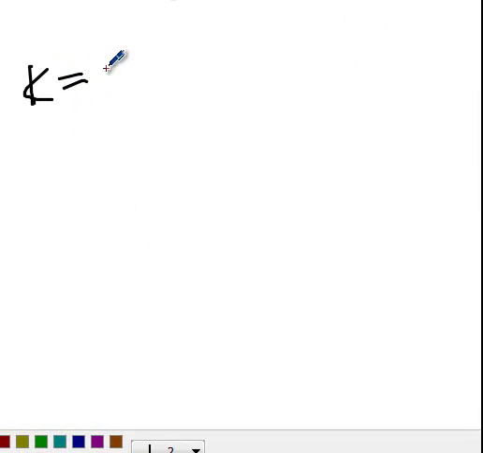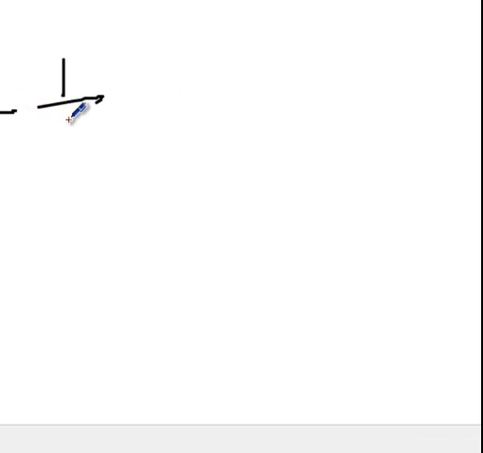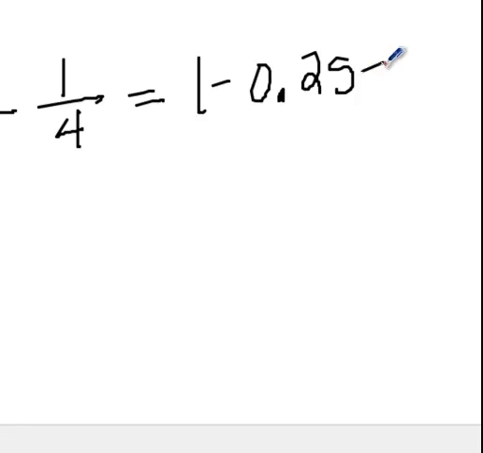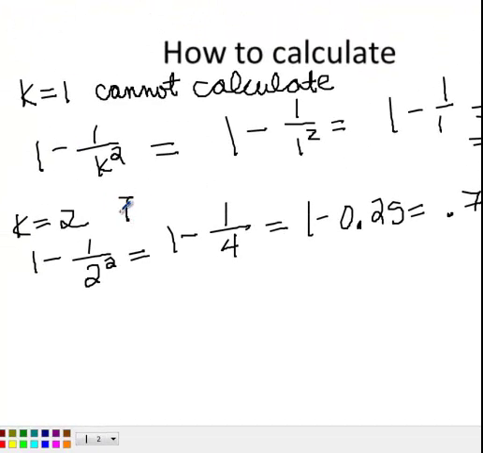Let's say k is 2. I'm going to plug 2 back in. 2 squared is just 4. 1 over 4 is 0.25. When you subtract 0.25 from 1, you get 0.75. So for two standard deviations, we expect at least 75% to fall within two standard deviations. You just move it 2 places over to the right to make it a percentage.